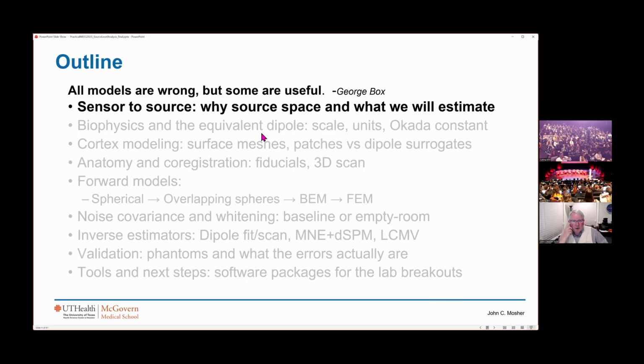But I'd like to start off with motivating. This is meant to be kind of an intro class. So I talked to Takfa on what the target was here. And I'd like to set up first a motivation. Why do we go from sensor to source space? What are we trying to estimate?